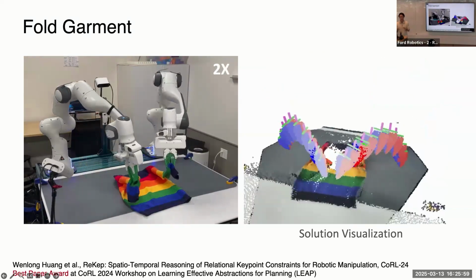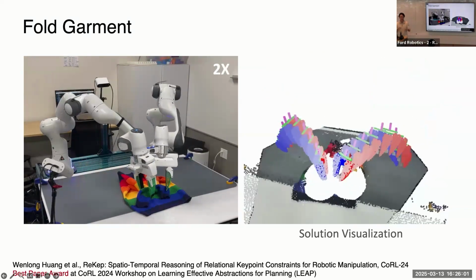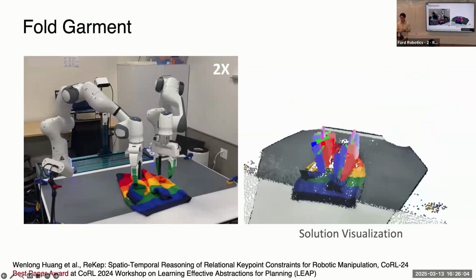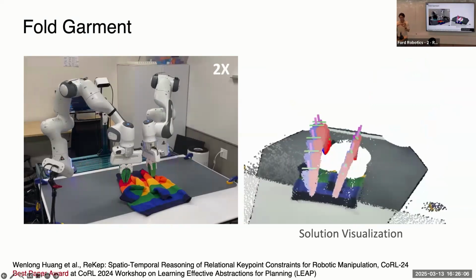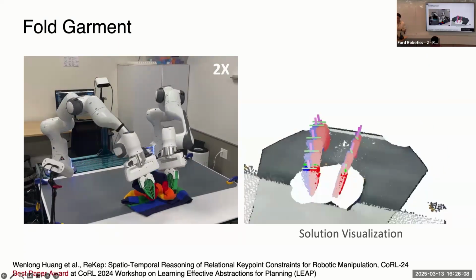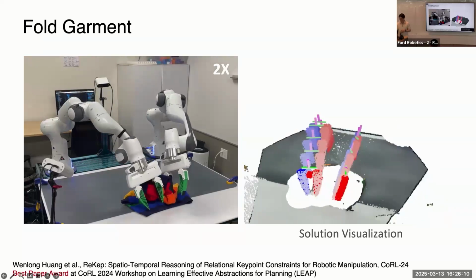And here's another example where this bimanual robot is trying to fold the clothes by specifying the key points on different areas of the clothes and specifying the relationship between them, both at the temporal level and also at the different task stage level.